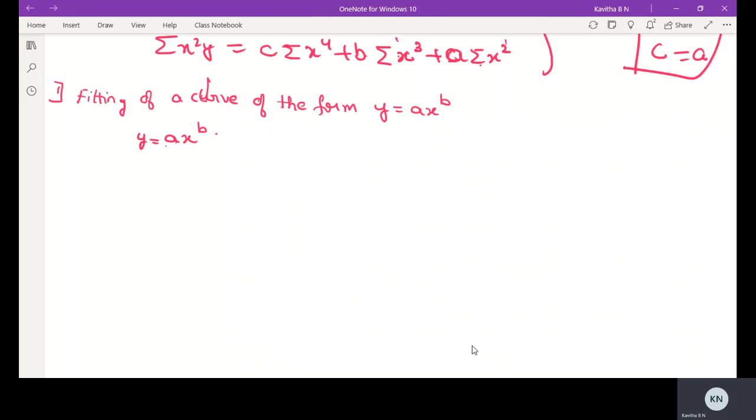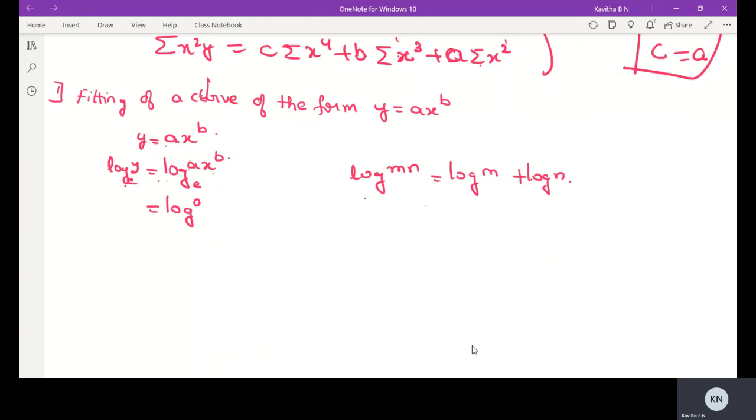Then this equation we have to convert into a straight line equation. How to convert? Taking a log on both sides. Log y is equal to log a x to the power of b. We know that log mn is equal to log m plus log n. Taking log on base e on both sides: log y base e is equal to log a x to the power of b base e.